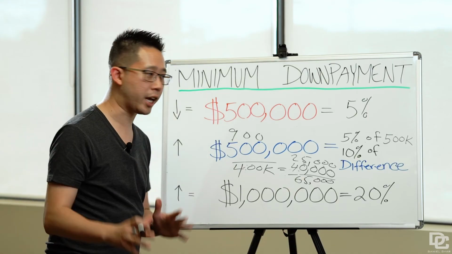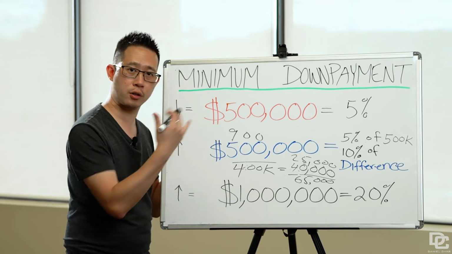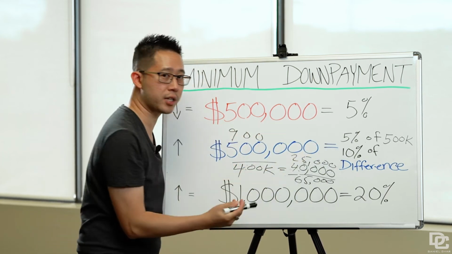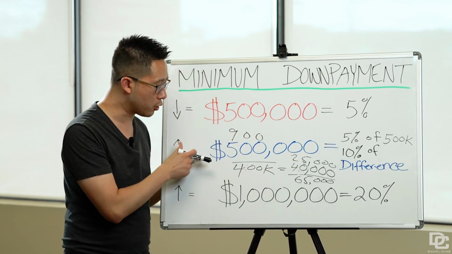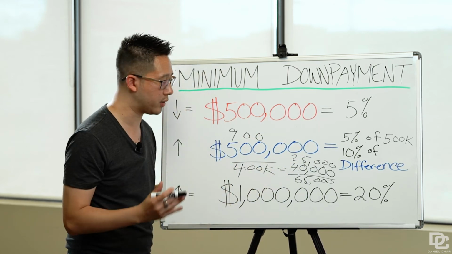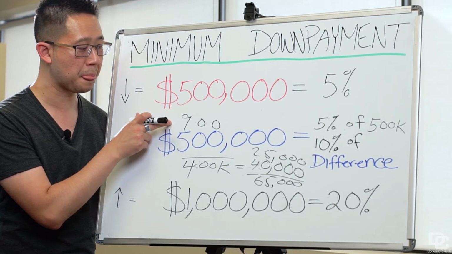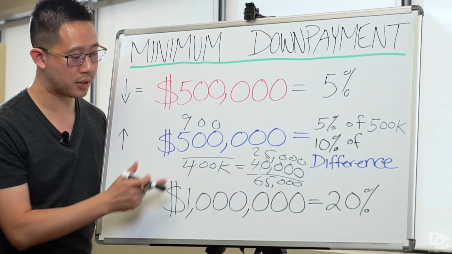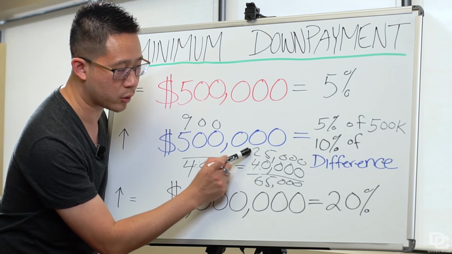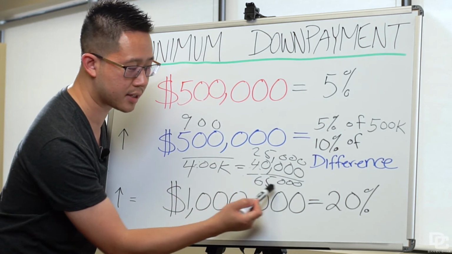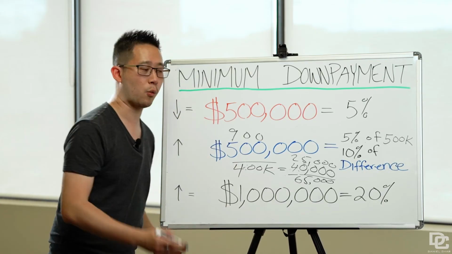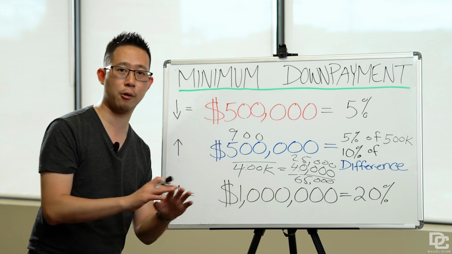Okay, so I just want to do a recap. If you purchase a home for $500,000 or less, the minimum down payment is 5%. So 500K times 5% equals 25 grand. As soon as you go over that threshold, you use the same rule plus 10% of the difference. So you buy something for 900,000, 900 minus 500,000 equals 400,000. We take a 10% on this new rule. We keep the first rule of 25,000, add the 40,000 equals $65,000 minimum down payment. As soon as we hit $1 million, we have to have 20% down payment.